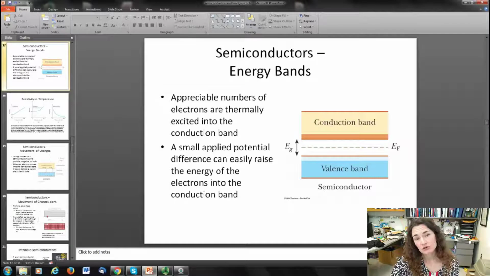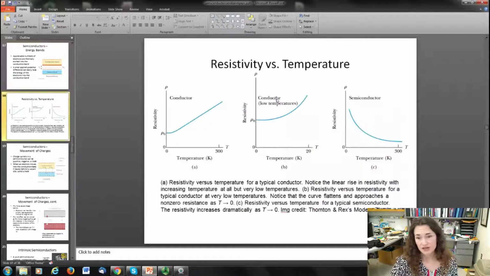So you can use thermal excitation. Appreciable numbers of the electrons can be thermally excited into the conduction band, or you can use a small potential difference and easily raise the energy of the electrons into that conduction band. So that's why you see very different behaviors for conductors versus semiconductors with their resistivity values versus temperature.